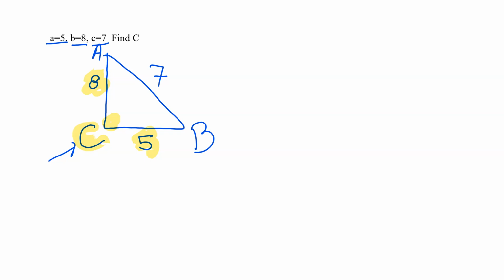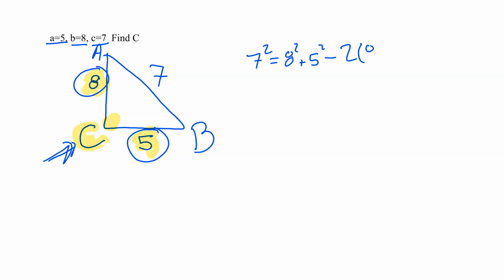And so I can do the Pythagorean theorem, right? 7 squared would equal 8 squared plus 5 squared. And we know that's not true, right? Because those do not add up correctly. But we have to do law of cosines, right? We're going to subtract 2 times these two sides that are next to the angle we're trying to use. So 2 times 8 times 5. And then the cosine of angle C, which we do not know, right?